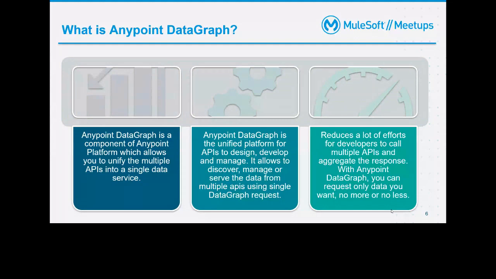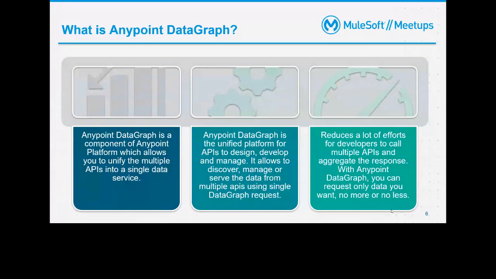But with Anypoint Data Graph, you don't have to write a single line of code. You can use your existing APIs and add those existing APIs to a unified schema. Once you add all those things to your unified schema, Anypoint Data Graph will take care of all this orchestration and aggregation of data. I will definitely show you a good example. We will take a banking example, where we will call multiple APIs and see how Anypoint Data Graph aggregates the data and sends it back to the client.